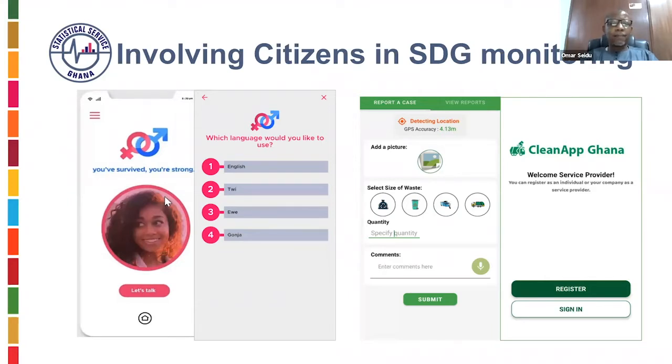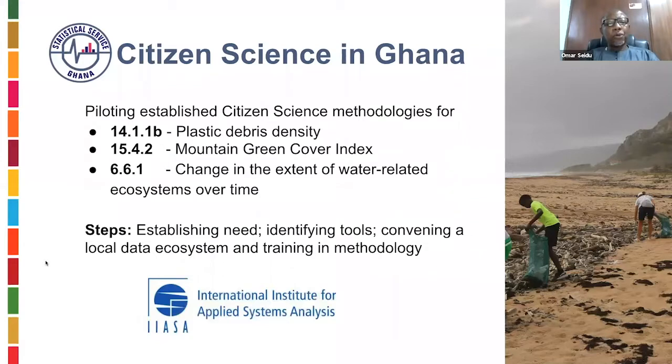Next slide, please. We also realized through our process that there are some SDG goals that we are lagging behind in terms of our data systems, especially around goals 14 and 15. Our statistical system in the country basically does not produce the kind of data we need to monitor these. So we started engagement with the International Institute for Applied Systems Analysis and others to see how we can leverage citizen science methodologies to monitor some specific SDG indicators.